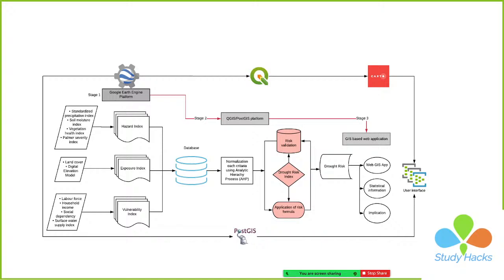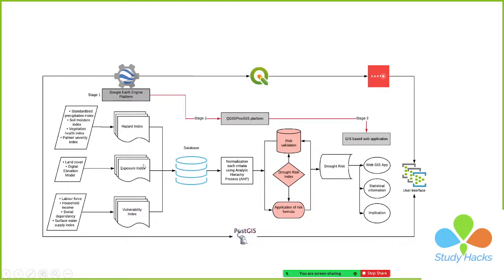Here you can see we mainly calculated the hazard index, then the exposure index, then the vulnerability index. For the hazard index, we can get here four datasets: first the standardized precipitation index, then the soil moisture index, then the vegetation health index, then the Palmer severity index. So we can get all of these indices and calculate the hazard index. I'm not familiar with Palmer. What's Palmer? I will also discuss all of those things. First I will show the procedure, then move to the formula and other details.